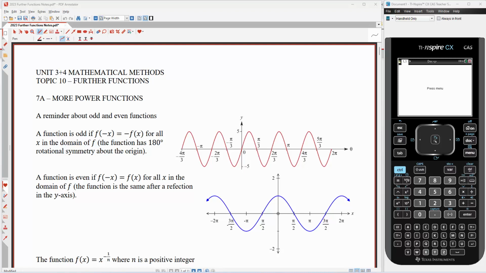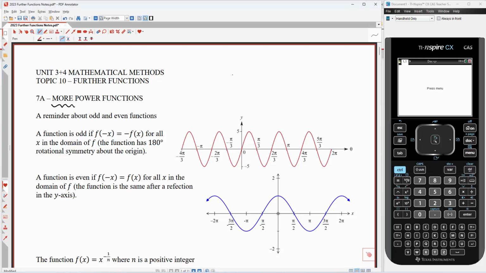So this is the elusive further functions topic that we never quite got to cover during our 3 terms this year. So I want you to just work through these exercises over the holidays. There's a couple of things that are a real benefit to you in this exercise. So let's just start with 7a, which is called more power functions.